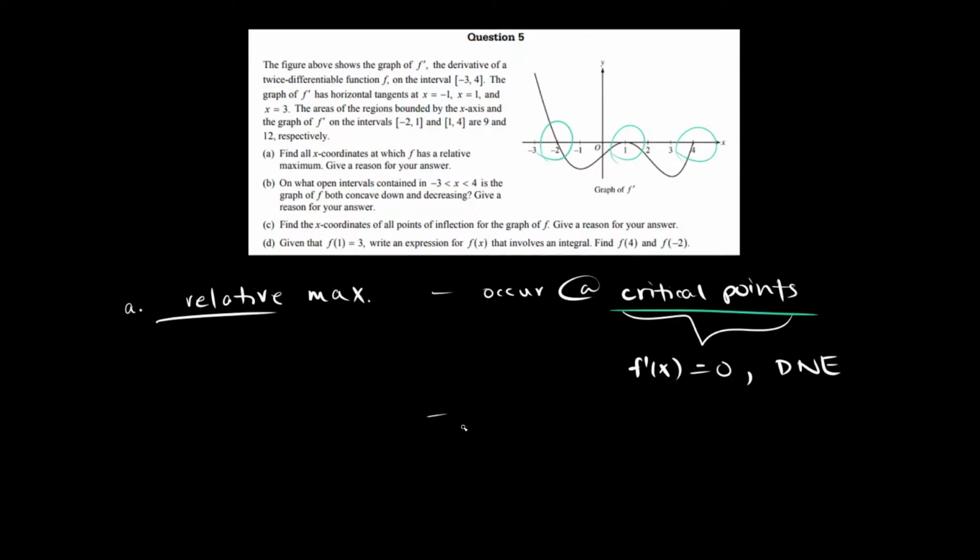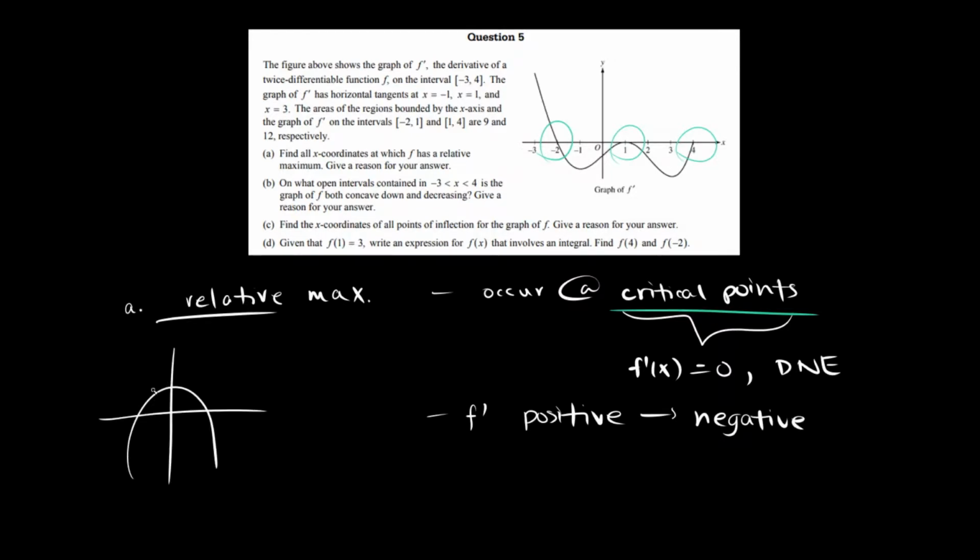Remember that at relative maximums, the first derivative, f prime, has to go from positive to negative. That's why at maximums, you see the derivative being positive at this end. The derivative is positive at this end, and at this point, at the maximum, once you cross it, the derivative turns negative. So let's take a look at the graph of f prime to see where the maximums are.